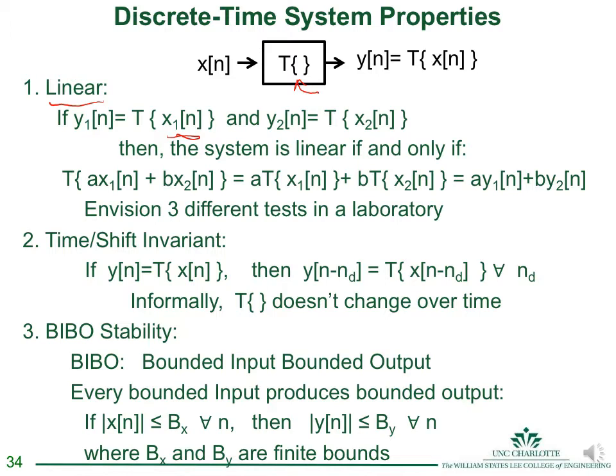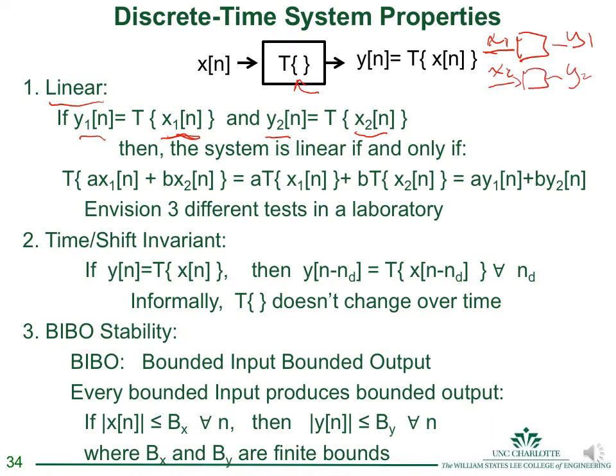So I put in x1. If I view this as an experiment, I put in x1, and whatever I measure at the output, I call y1. Similarly, I put in some sequence x2, and whatever comes out, I call that y2. So I do another experiment and call the output y2 of n, just dropping the n's here.